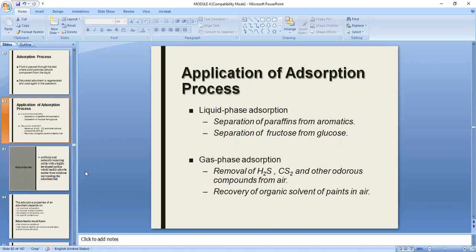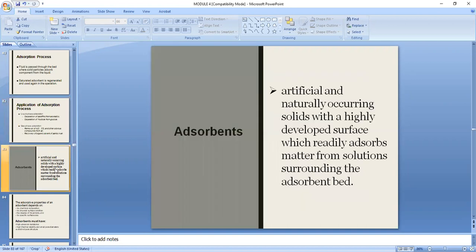These are just one of the many applications of adsorption. As for the adsorbents, they are the ones that accomplish the process of separating the component from the liquid or the gas phase. These are artificial and naturally occurring solids with a highly developed surface, which readily adsorb matter from solutions surrounding the adsorbent bed.